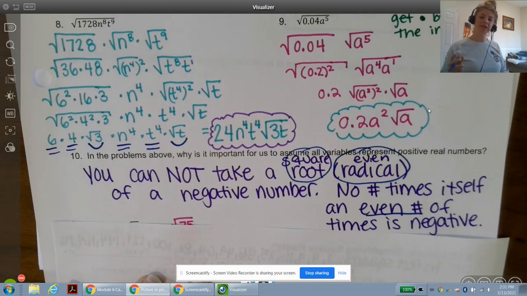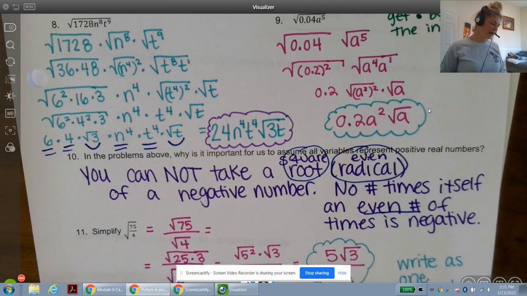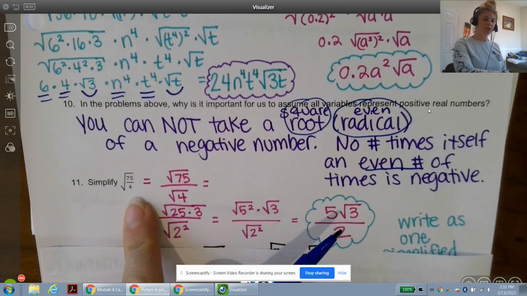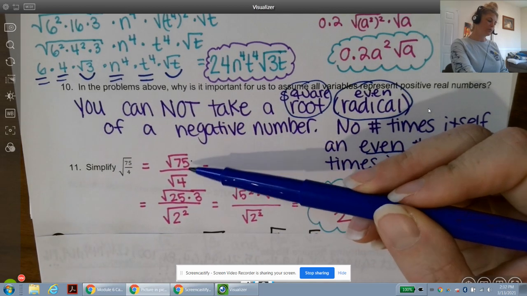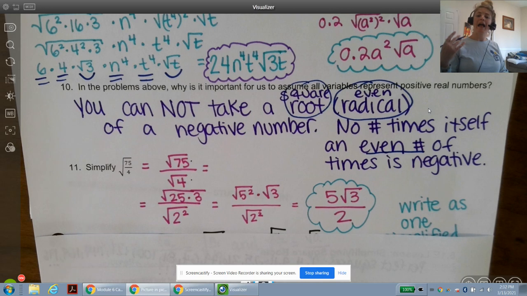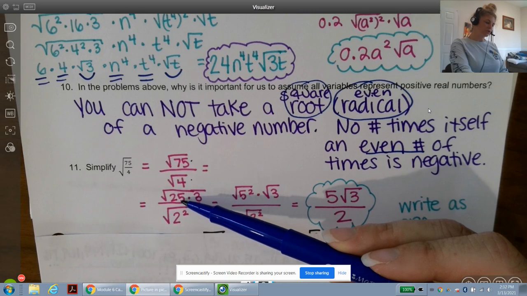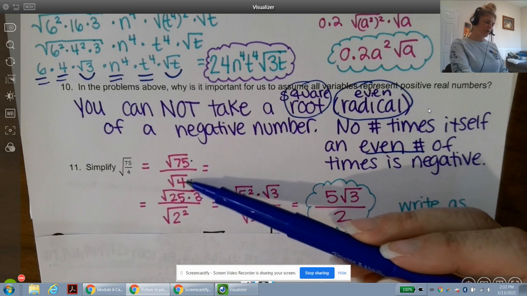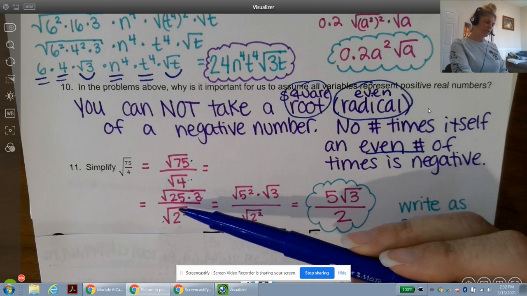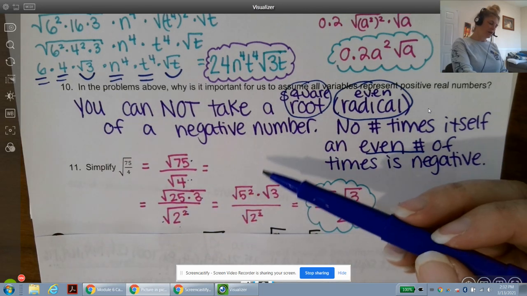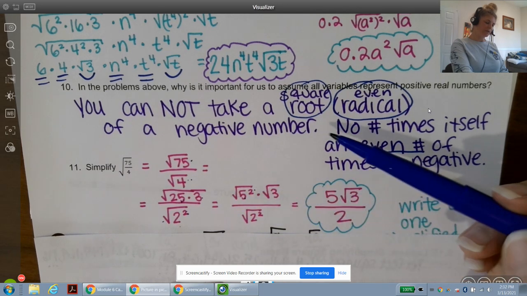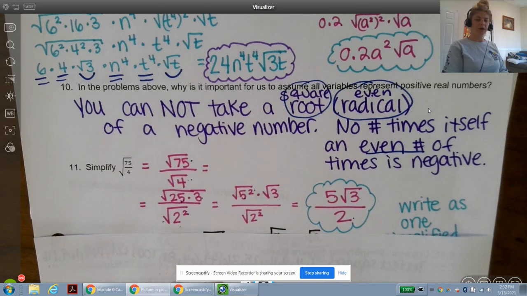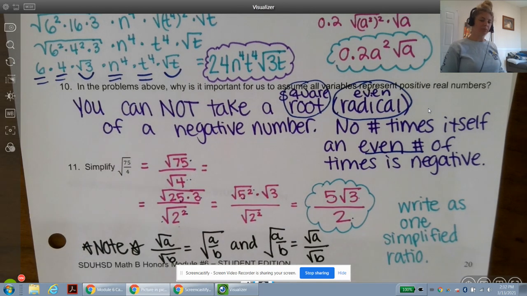Okay, so the next problem we're going to look at, when you have the square root of a fraction, that's going to be equal to the square root of the numerator over the square root of the denominator, and then you can simplify from there. So square root of 75 is square root of 25 times square root of 3. Square root of 4 is 2 squared, and square roots and squares are inverse operations. So from here, 25 is 5 squared, so they also cancel out. So we end up with 5 square root 3 all over 2. We always want to write this as one simplified ratio.